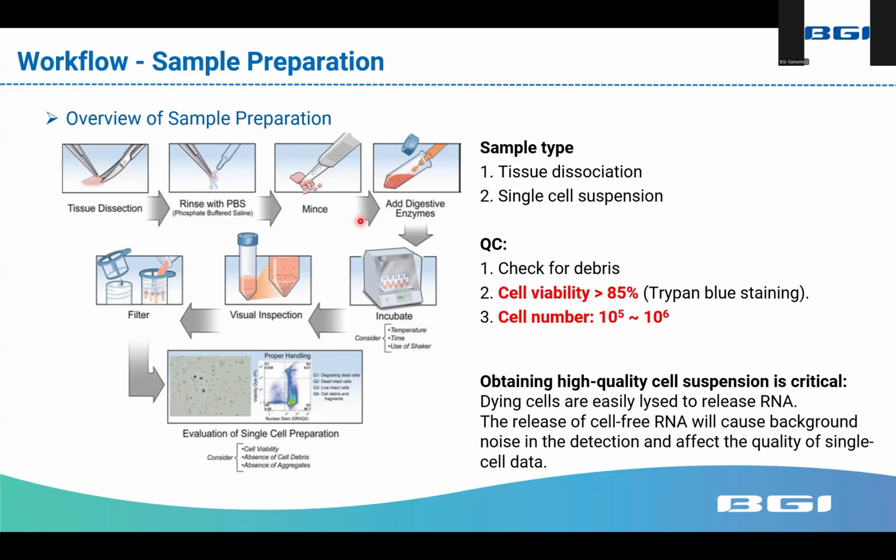When obtaining the cell suspension, we would check for debris. We need the cell viability to be about 85%, and the cell number should be at least 100,000. Obtaining a high-quality cell suspension is very critical because dying cells easily lyse and release RNA. The release of cell-free RNA will cause background noise in the detection and affect the quality of single-cell data. So that's sample preparation.